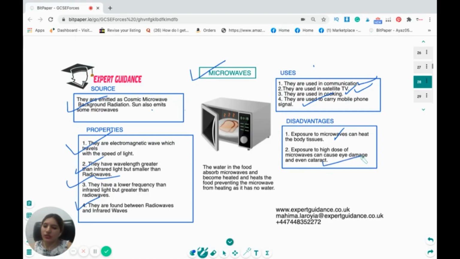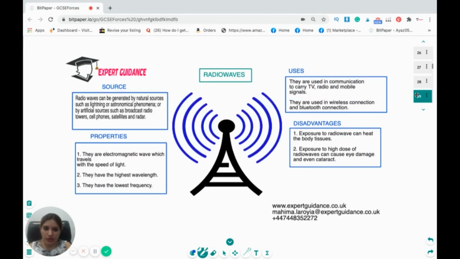Now, this question can also be asked in the exam: how is microwave used to heat the food? The water in the food absorbs microwaves and becomes heated and heats the food, preventing the microwave from heating as it has no water.